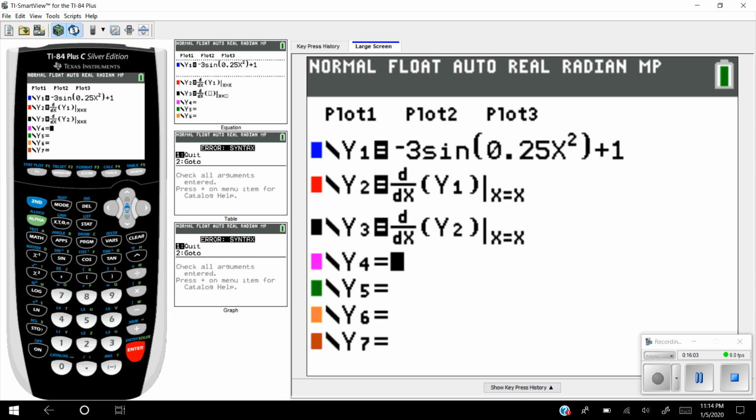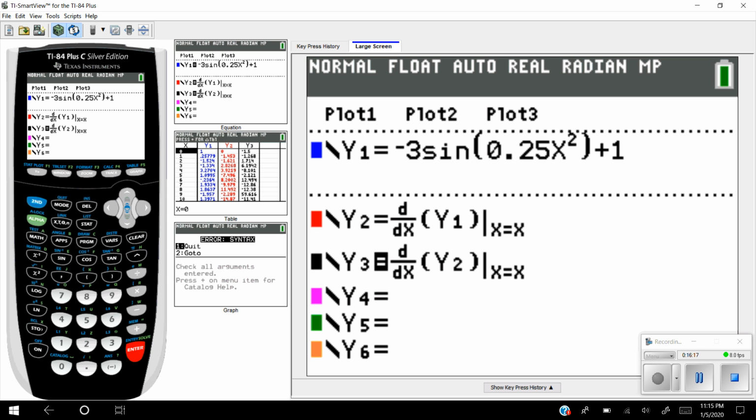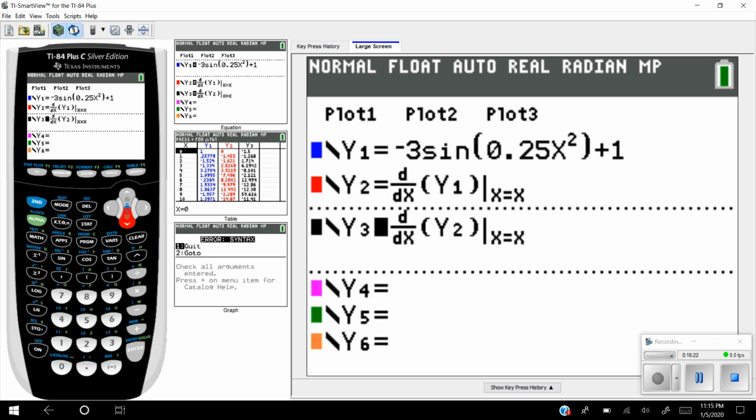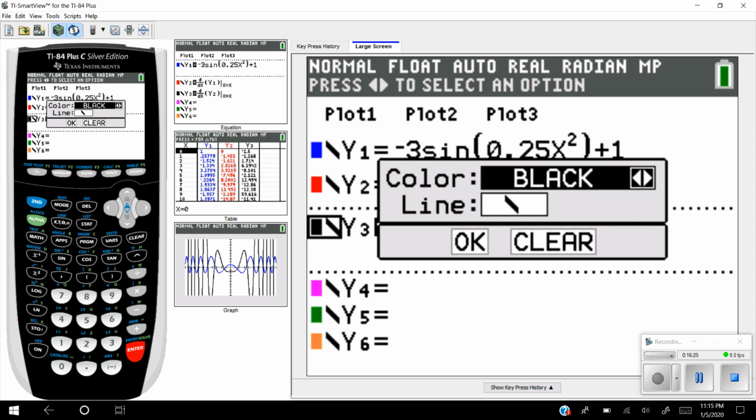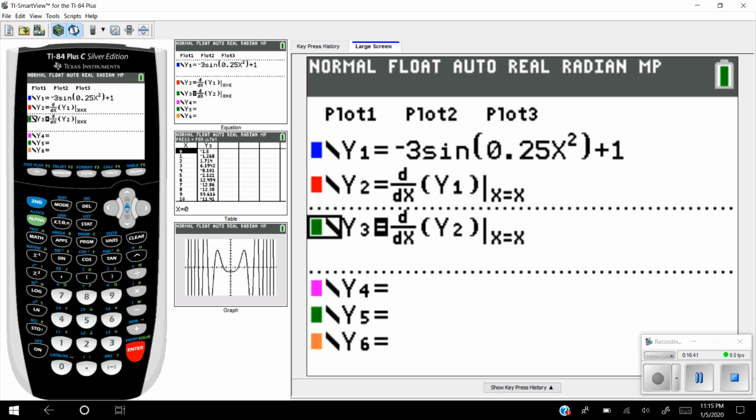So we want to know when the acceleration is 0. So what I'm going to do is graph just the acceleration function. So I'm going to turn off y2 and y1. If you can't turn them off and they all graph, then make sure you're just looking at the right color. And I'm going to change this color just so I can distinguish it, instead of magenta, let's go with green. Okay. So I'm going to graph just y3.